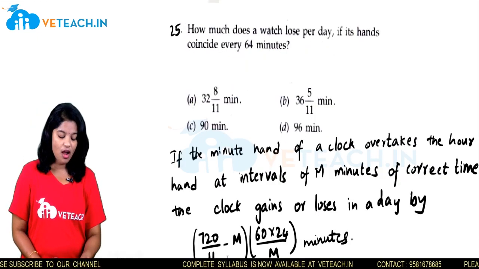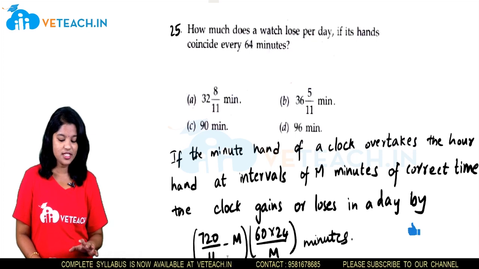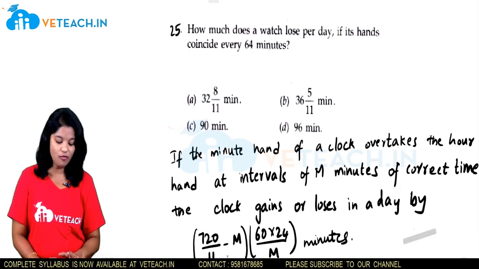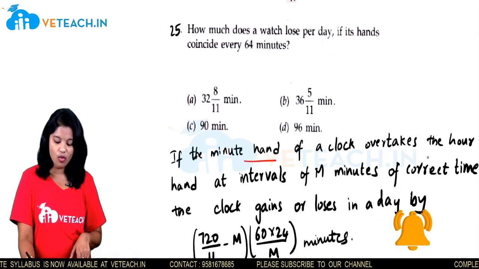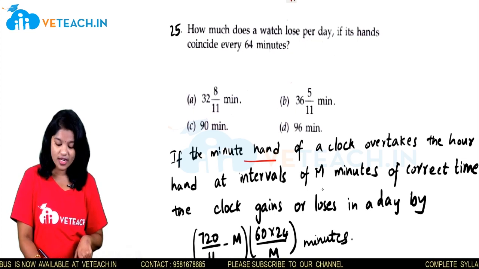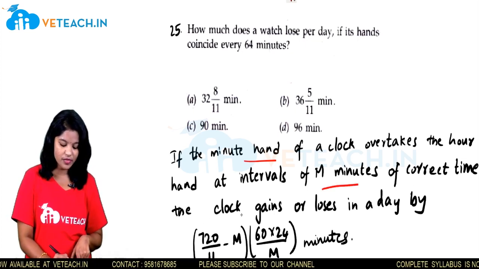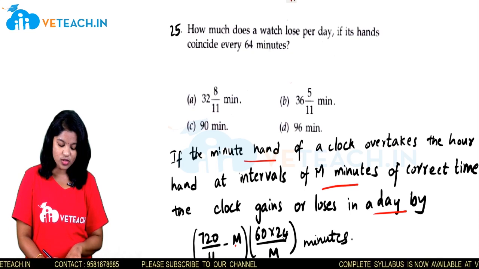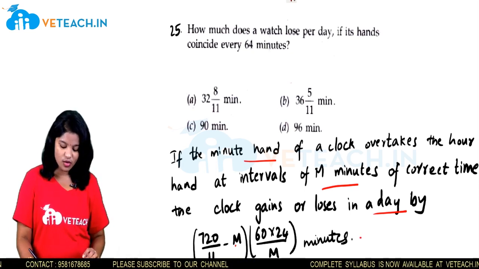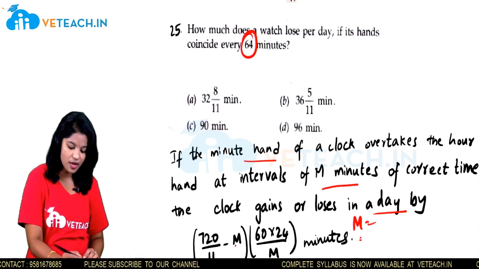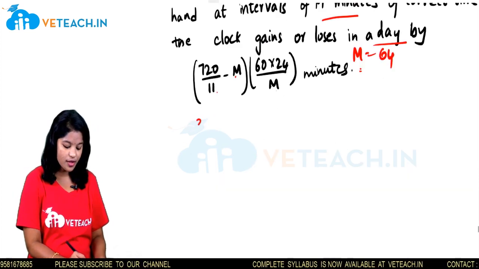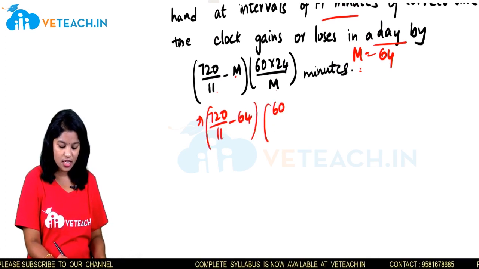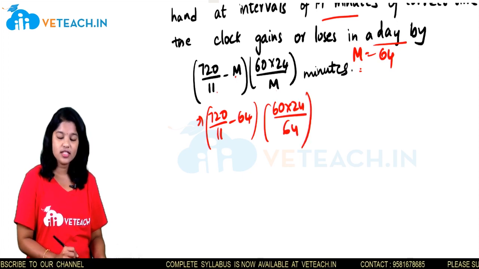See the next problem. How much does a watch lose per day if its hands coincide every 64 minutes? In these cases we have a simple formula: if the minute hand of a clock overtakes the hour hand at intervals of m minutes of the correct time, the clock gains or loses in a day by 720 by 11 minus m into 60 into 24 by m minutes. So here the value of m is 64. So that is equal to 720 by 11 minus 64 into 60 into 24 divided by 64.